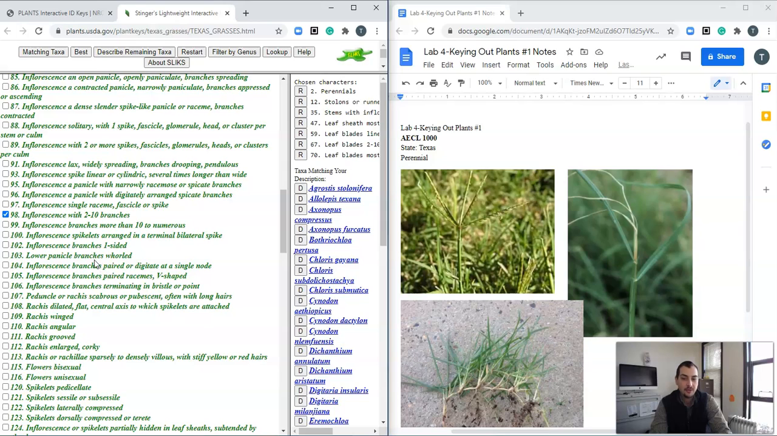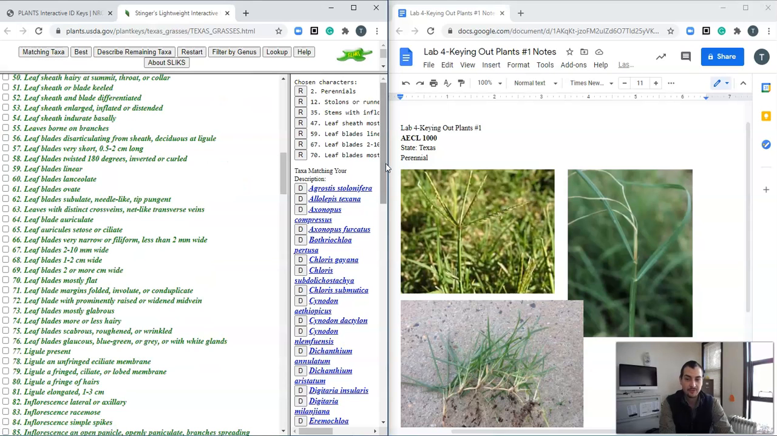And another thing that I've noticed on here is, if you look real close at the seeds, how are those seeds looking? Well, those seeds are coming off of just one side of the branch. The seeds aren't coming off both sides of that branch. They're coming off of just one side. So we're going to go ahead and say that these inflorescence branches are one-sided. So let's identify the matching taxa again.